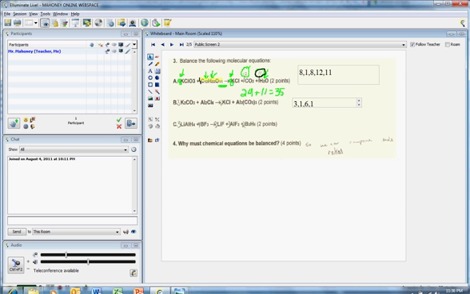Sometimes they might ask you, what is the addition of all the coefficients? So in this case, it'd be 3 plus 1 plus 6 plus 1. So 4 plus 6 is 10 plus 1 is 11. They might ask you to add them all up. Or they might say, what's the coefficient in front of this one, KCl? That'd be 6 after you balance it all, but you would have to still balance it.